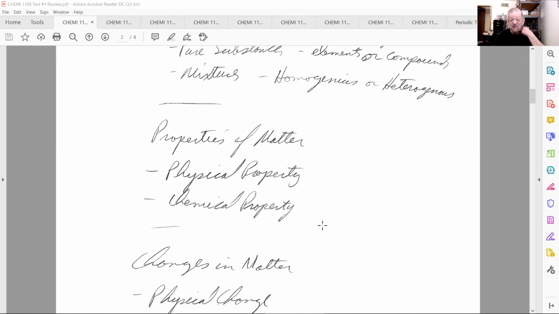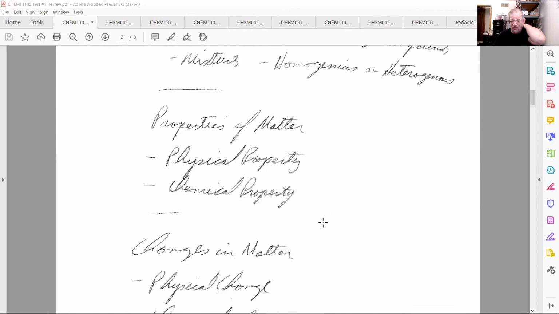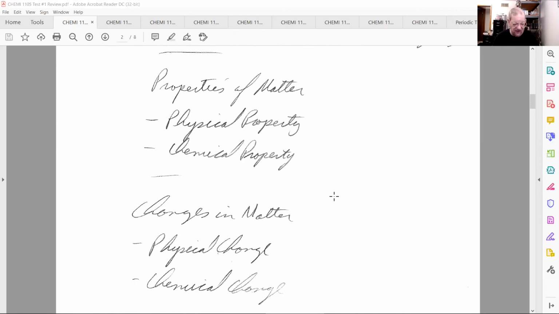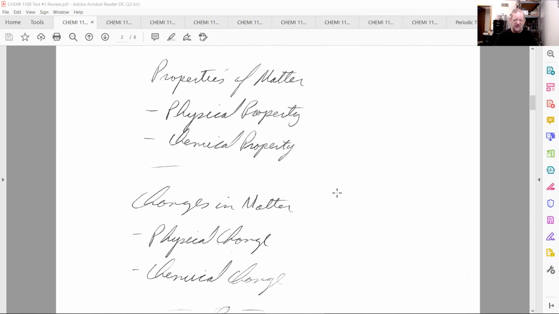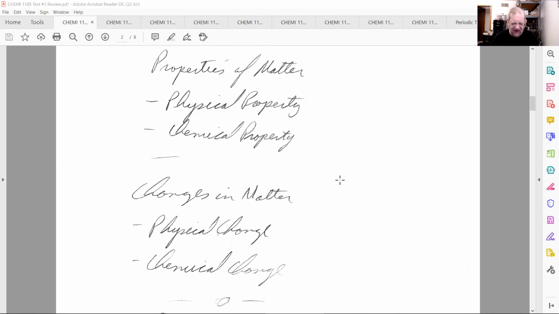Now, we talked about changes in matter, and one change type is a physical change. And that means when matter changes from one state of matter to another, like solid to liquid or liquid to gas, or in the case like dry ice, solid directly to gas. And something that undergoes a physical change retains its chemical identity. Now, chemical change, a substance changes its chemical identity.